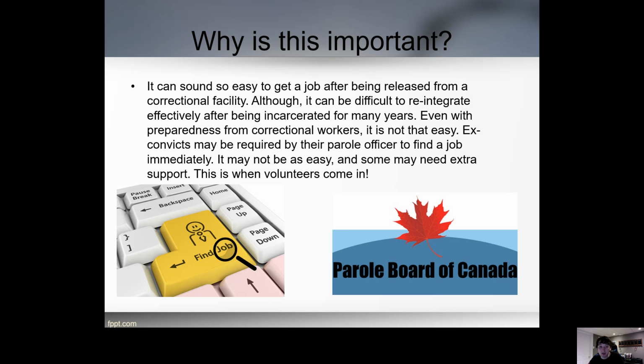Ex-convicts may be required by their parole officer to find a job immediately as one of their parole conditions. Some parole officers take the initiative to help the ex-convict find a job. They have connections, but not everyone has the time or takes the time. So that's when the volunteers would come in, because it's not that easy. Volunteers could provide that extra support.